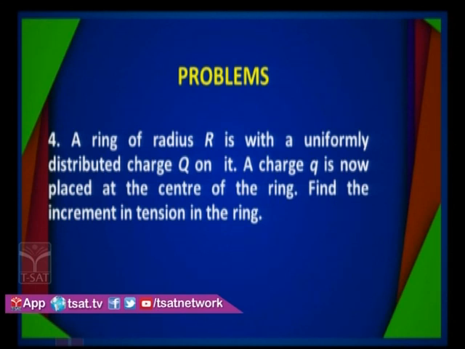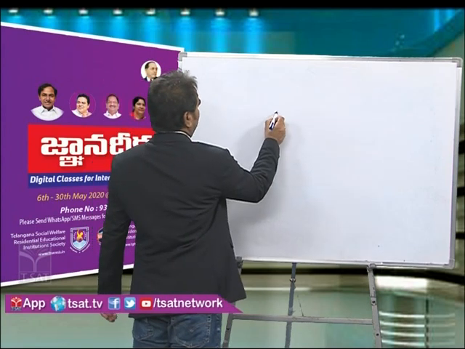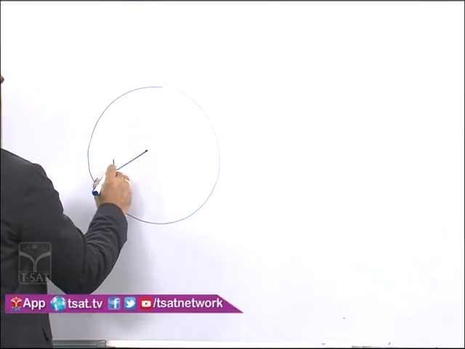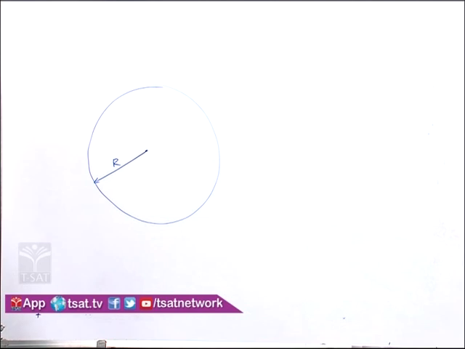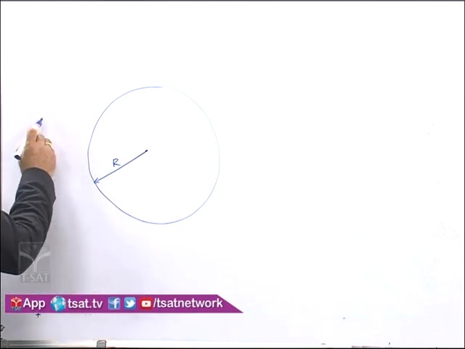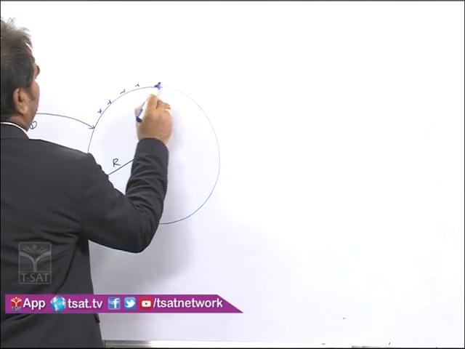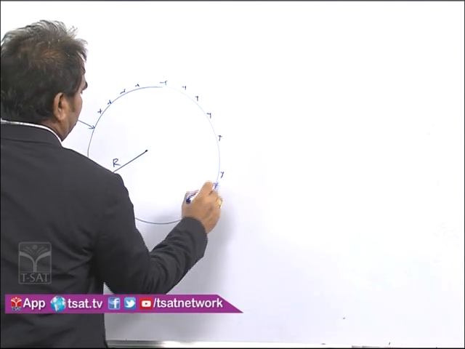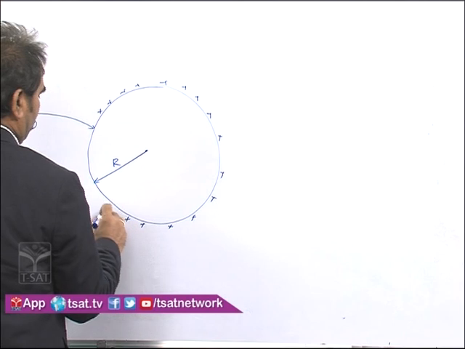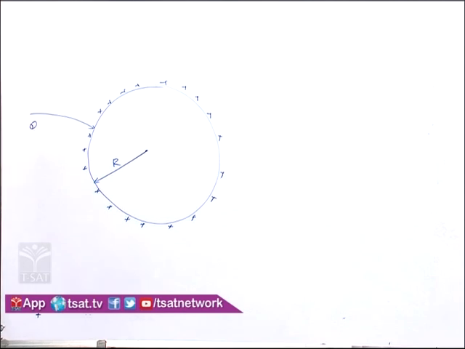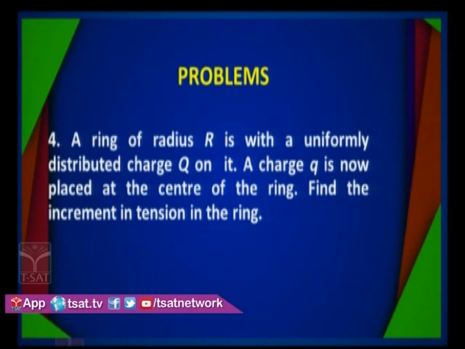So, what was given here? A ring of radius capital R. This is a ring. It has the radius capital R, with a uniform charge distributed on it. A charge, capital Q, is given over the ring. The charge has to be distributed like this. A charge, small q, is placed at the center of the ring. Find the increment in the tension in the ring.